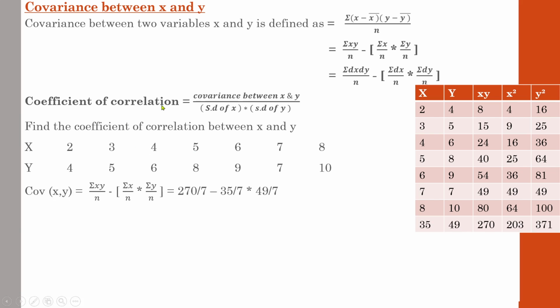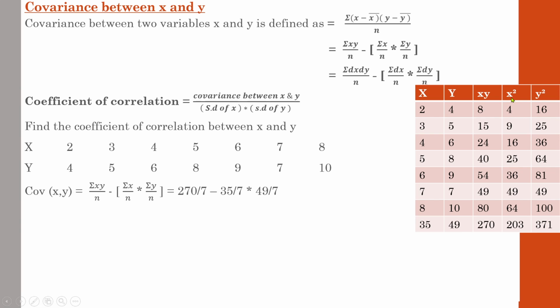Before we go into the coefficient of correlation, you need to find the covariance between the two variables. Here you can use any of these equations, but depending upon the details given we can directly use the second one: sigma xy divided by n minus sigma x by n into sigma y by n. Sigma xy you already computed as 270. Sigma x square is 203 and sigma y square is 371.